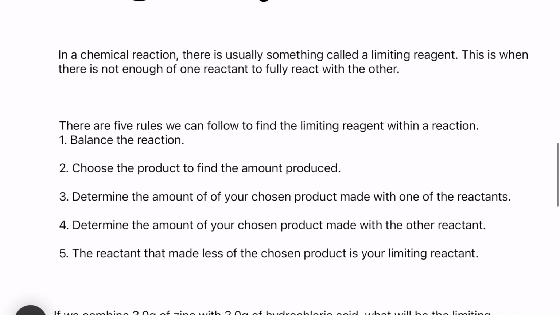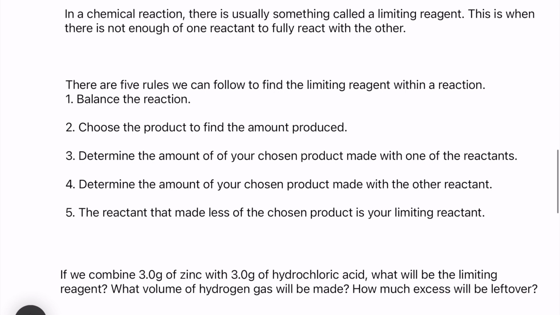So basically, there are 5 rules we can follow to find the limiting reagent within a reaction. So first off, like all stoichiometry problems, we will balance the reaction. Number 2, we have to choose a product to find the amount produced with each reactant. Number 3, determine the amount of your chosen product made with one of the reactants. Number 4, determine the amount of your chosen product made with the other reactant. And number 5, the reactant that made less of your chosen product is your limiting reactant.